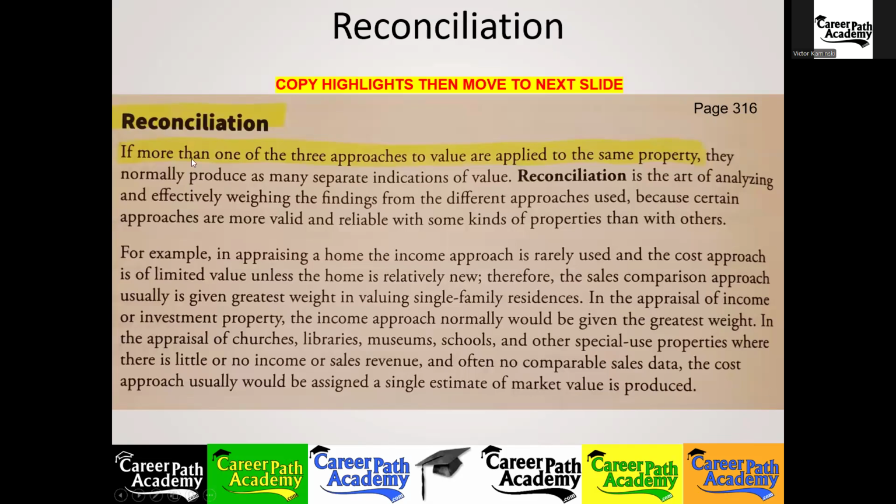So let's highlight it. If more than one of the three approaches to value are applied to the same property, that's reconciliation. Page 316.